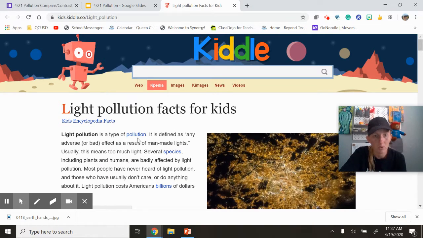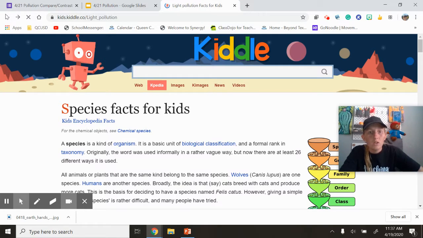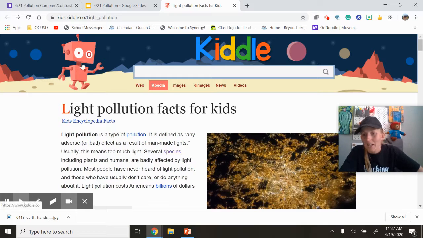Light pollution is a type of pollution. It's defined as any adverse or bad effect as a result of man-made light. Usually this means too much light. Several species, which means animals. Again, if you click on that word, it will bring you to another article all about species. A species is a kind of organism. So this website acts like an encyclopedia, so it will bring you to a whole other article about whatever words are highlighted.